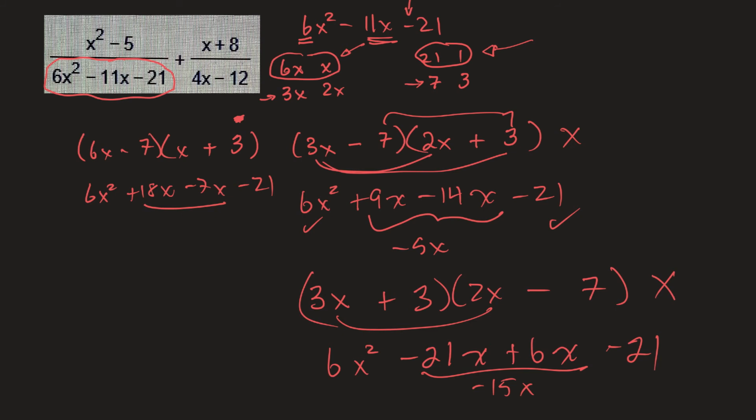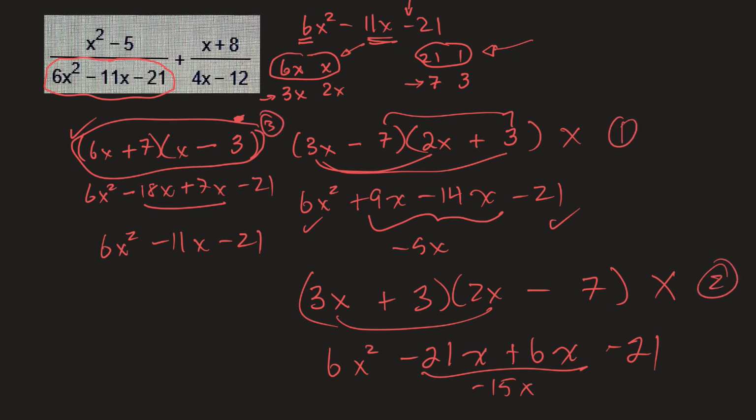So I'm just going to go in and change my signs. This one should be minus and this one should be plus. So when I do it now, 6x squared, this would be minus 18, this would be plus 7. So when I do it, I'll get a negative 11x minus 21. And so that means that this one is correct. So there it took me 1, 2, 3 tries to guess the correct answer.